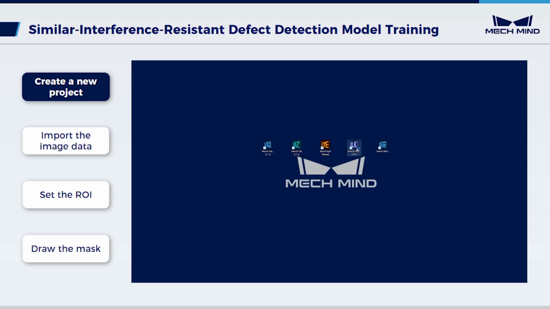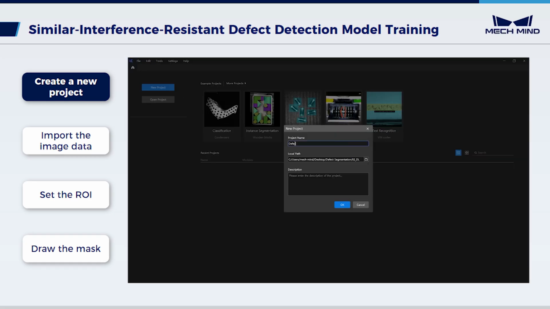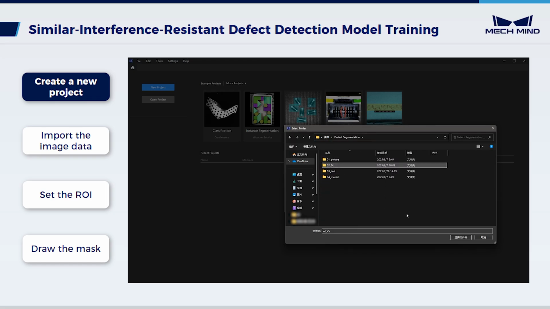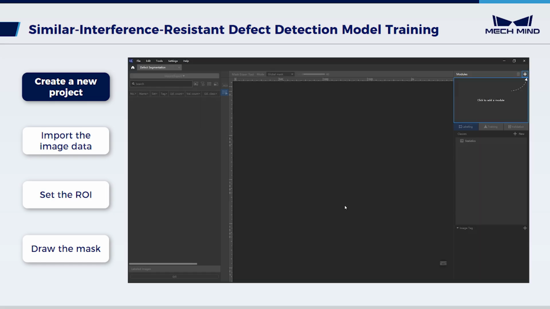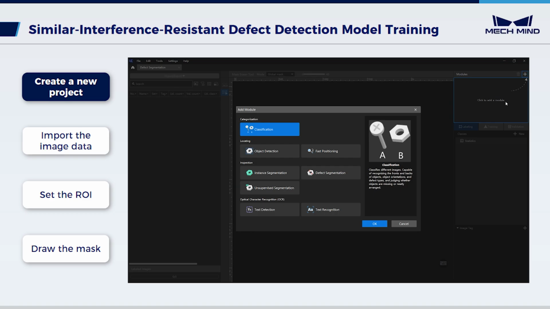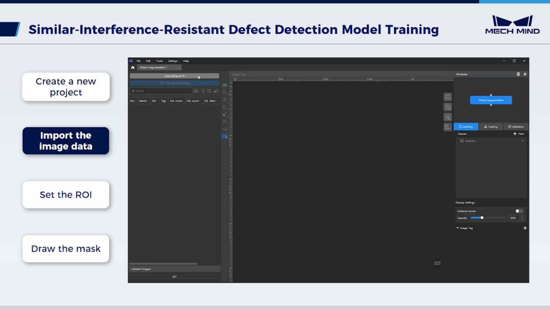Open Mech-DLK. Create a new project. Select the Save path. Once in the project interface, add the defect segmentation module. Import the pre-filtered image data.